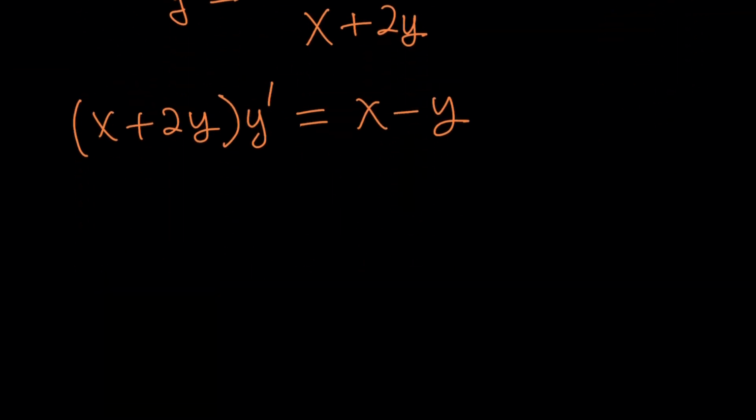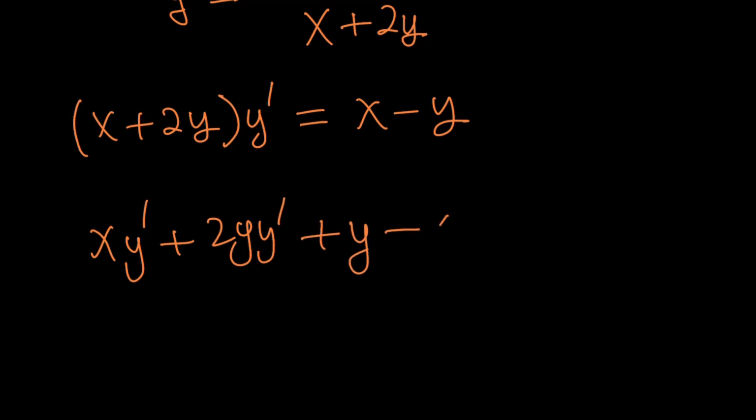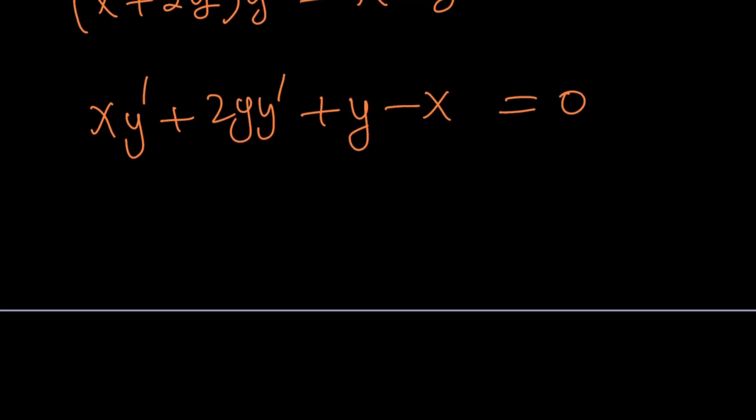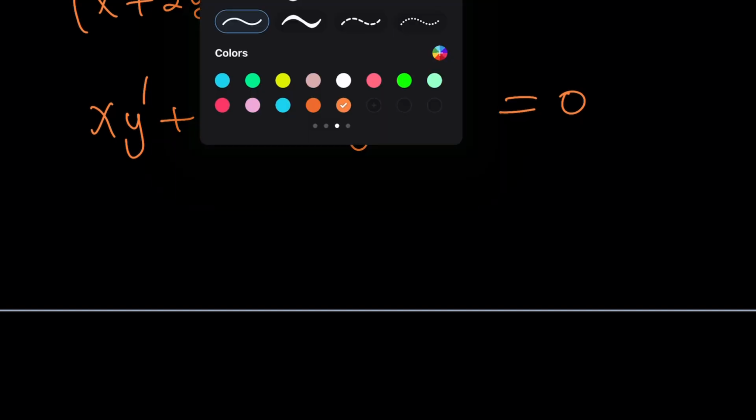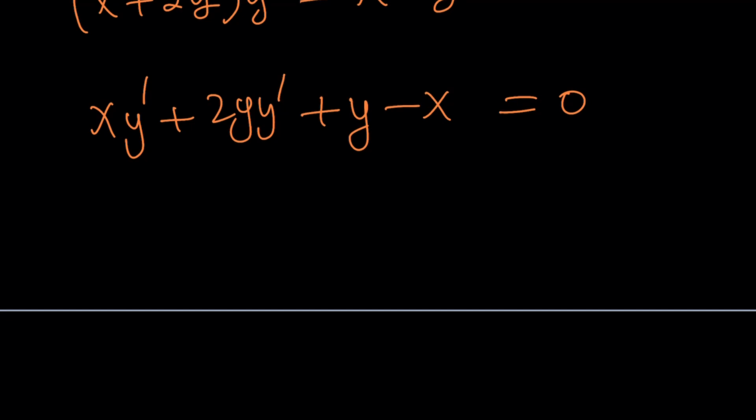Great. Now let's go ahead and put it together and see what we get from here, right? I can basically distribute what's on the left-hand side and then put it all together. So we're going to get xy prime plus 2yy prime plus y minus x equals 0. So we put everything on the same side. Here's what I want you to notice. Now this expression may seem meaningless to you, but if you think really carefully about it, you're going to notice a couple things here.